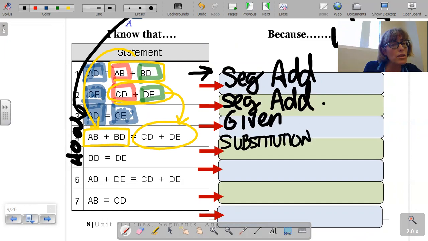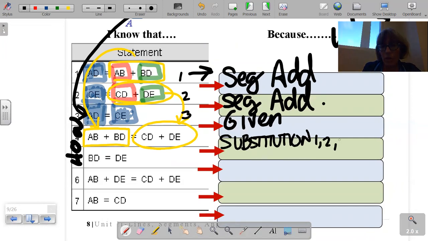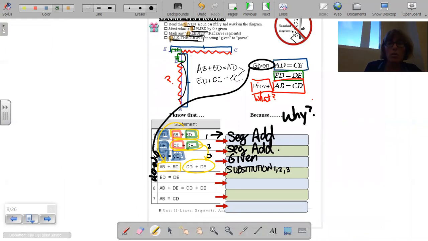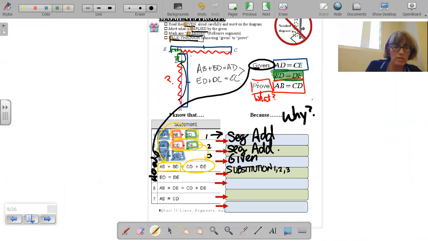And what lines did we use to substitute? We used lines 1, 2, and 3. Now look very carefully. BD and DE are equal. How do we know that's true? If you look, go back up here. How do we know that's true? It's part of the given.